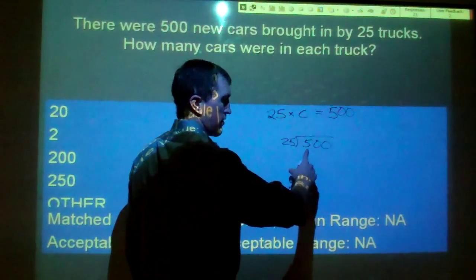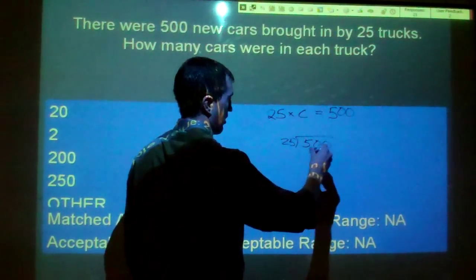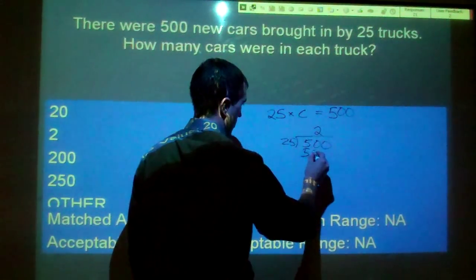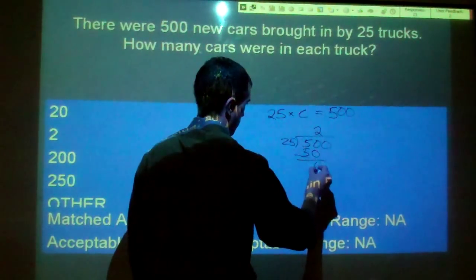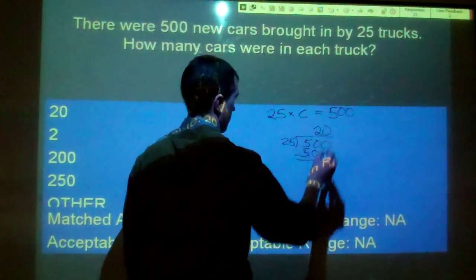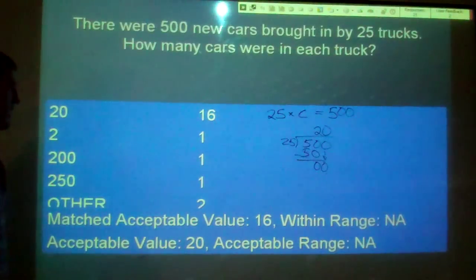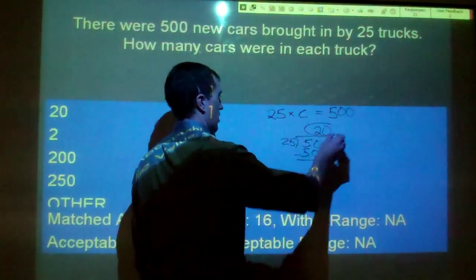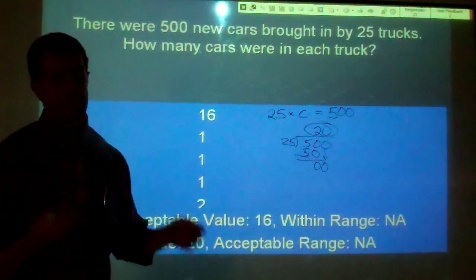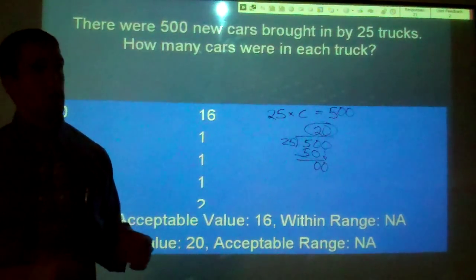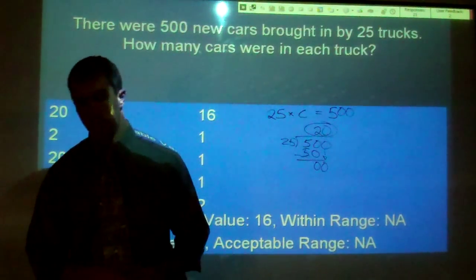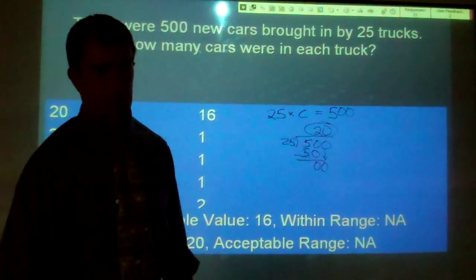25 goes into 5 0 times. 25 goes into 50 twice. 2 times 25 is 50. Do our subtraction. Bring our 0 down. 25 goes in here 0 times. So we would get 20 cars in each truck. So I told the students to imagine some pretty large trucks because 20 cars in one truck is, it's a lot of space. I'm not really sure if that can be done. I'm sure it can, I guess. But yeah, that's a pretty big truck.